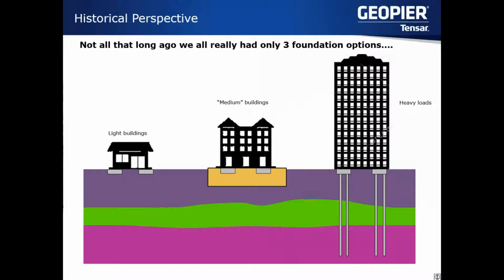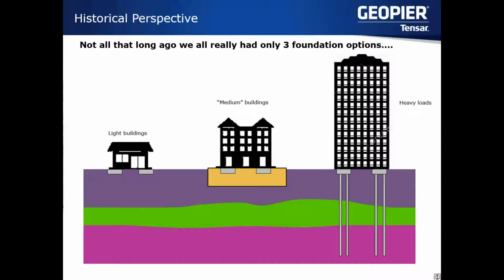So to start our talk, I'd just like to take a quick step back in history and talk some about where we started before ground improvement applications really took off for the intermediate foundation market. And really, it wasn't that long ago. We really only had 3 foundation support options about 30 years ago. So we had our lightly loaded buildings, which would be supported by spread footings. And then we had our high-rise or heavily loaded structures, which would almost always be founded on deep foundations.